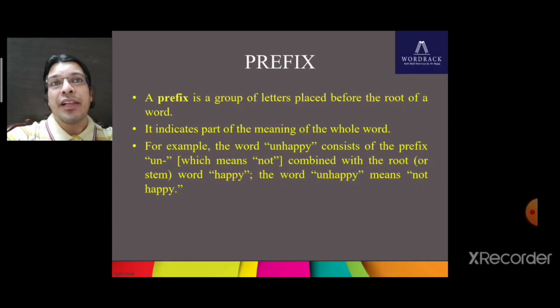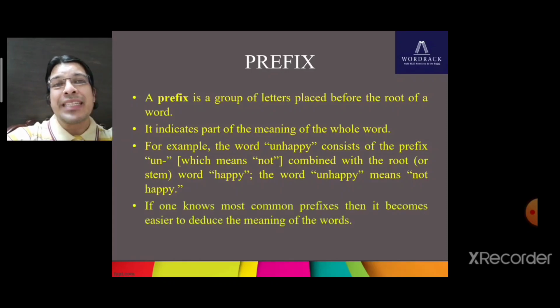Here's the example. A word like unhappy, we add the prefix un to the word happy or the root happy, so the word becomes unhappy, which is exactly the opposite of happy. So unhappy means something or someone who's not very pleased.